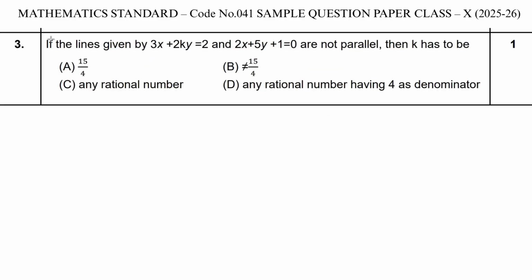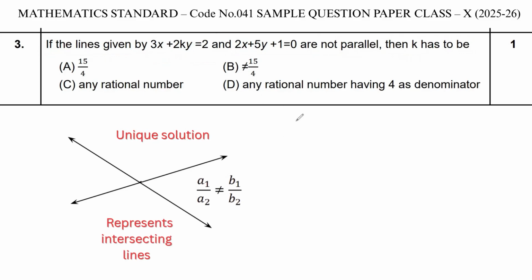Question number 3 says if the lines given by this equation and the other are not parallel, then we have to get the value of k. For not parallel, it can be intersecting lines like this. Non-parallel by default has to be intersecting. So for intersecting lines, clearly it's a unique solution.